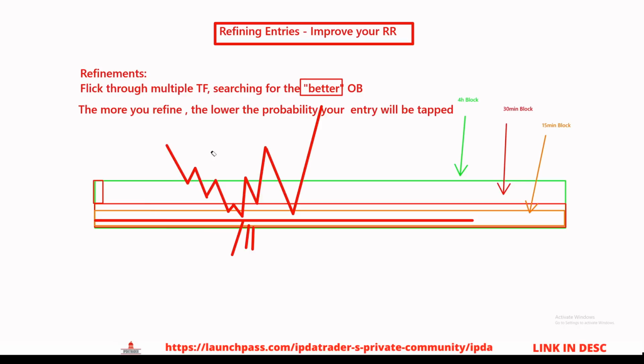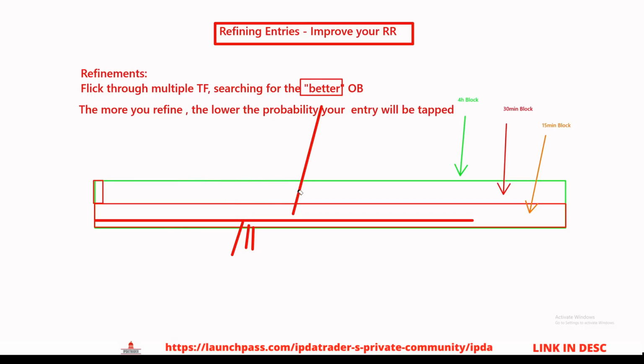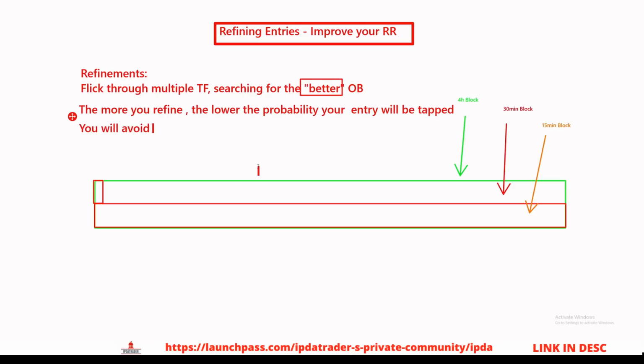Now, one more thing over here. So let's get rid of this. Don't want to remove the block. So I'm going to be very cautious with this. So another thing, once again, a positive of refinement. You will avoid holding drawdown if you refine optimally, right? Because if you're refining, that means that your stop loss is going to be smaller, and therefore you're not going to be holding a drawdown for such a long period of time.